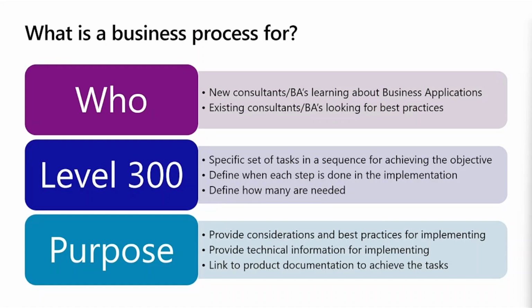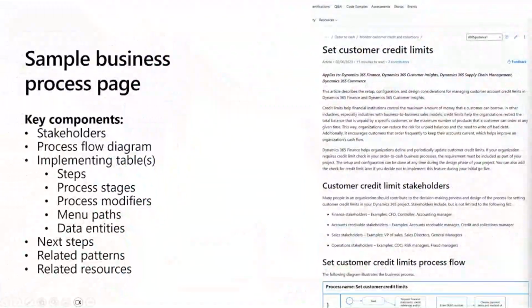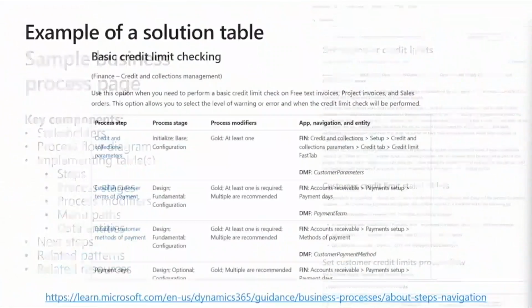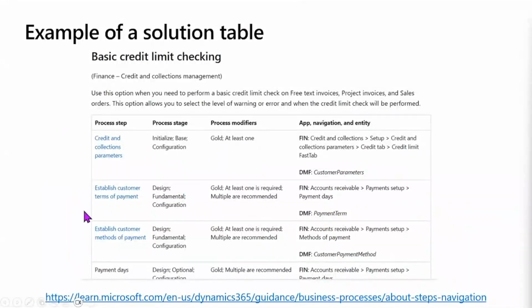It defines when each step is done in the implementation and how many are needed. The purpose of these articles is to provide considerations and best practices for implementing, providing technical information for implementing, and linking to product documentation to help you achieve the tasks that are required for that. And so here we have a sample business process page. But what I want to do is zoom in a little bit on an example of a solution table.